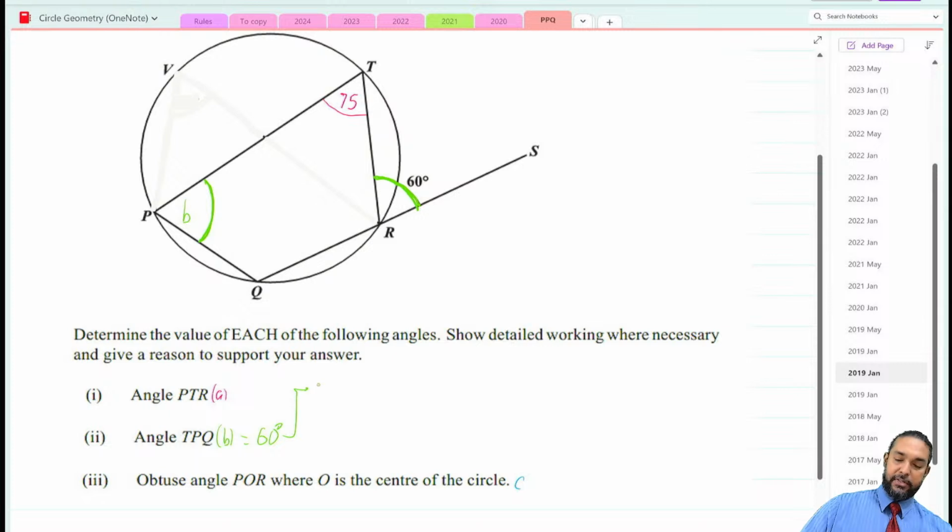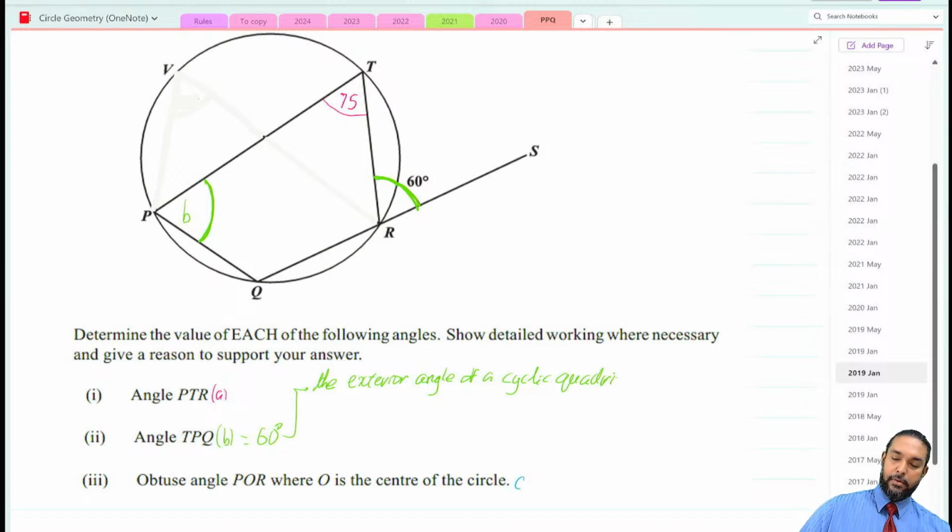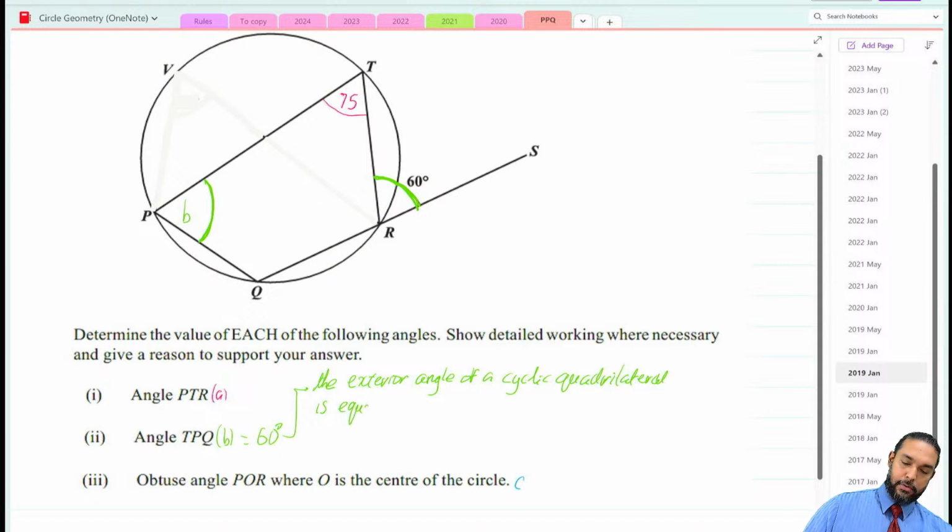All right, and the rule is that the exterior angle of a cyclic quadrilateral is equal to the opposite interior angle.